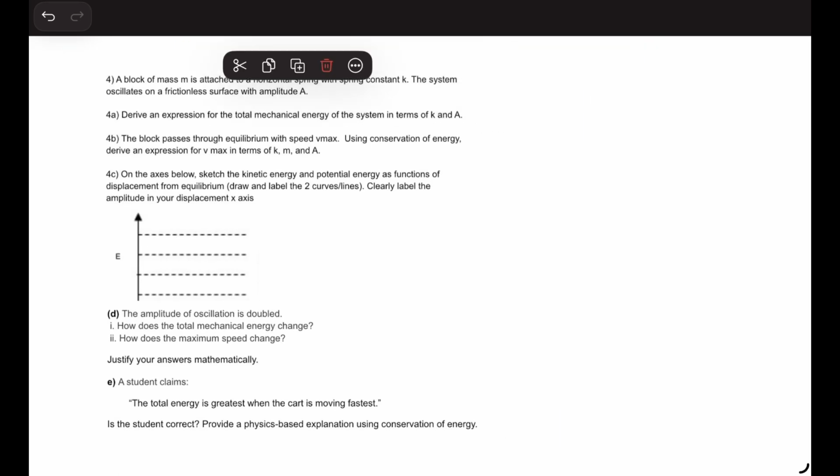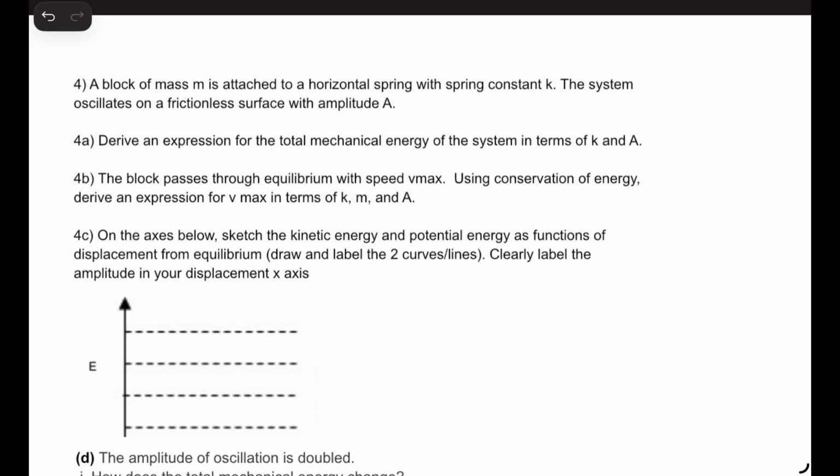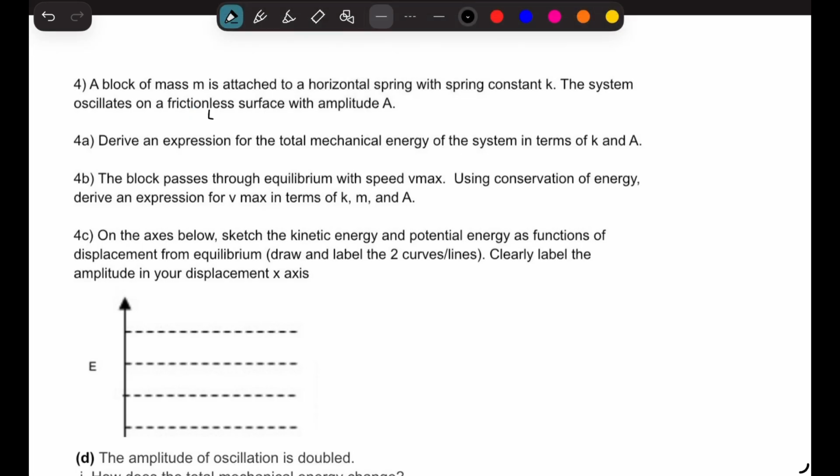So let's move this here. You're going to have a block of mass M attached to a horizontal spring with a spring constant K. The spring oscillates with amplitude A on a frictionless surface. Because we know that it's frictionless, you can immediately see the buzzers being set off for the fact that mechanical energy is conserved. And mechanical energy is equal to your energy, which is K plus U, spring plus kinetic energy.